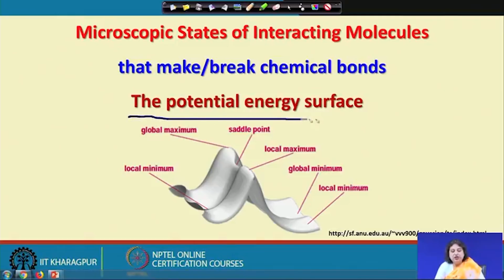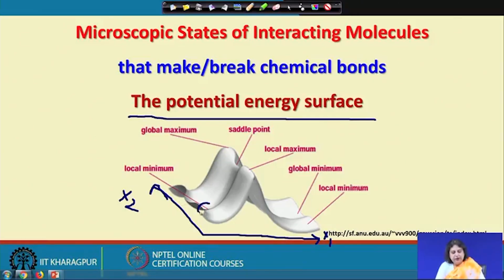So, what is the potential energy surface? Typically, a potential energy surface in terms of two variables, say x1 and x2, would look like this. Okay? And now you see that this potential energy surface has a very complicated structure.